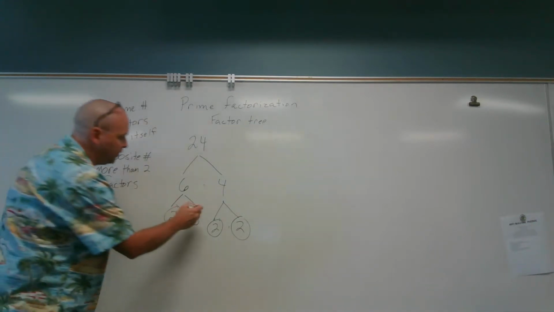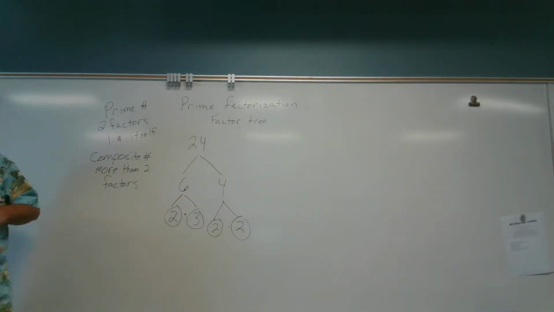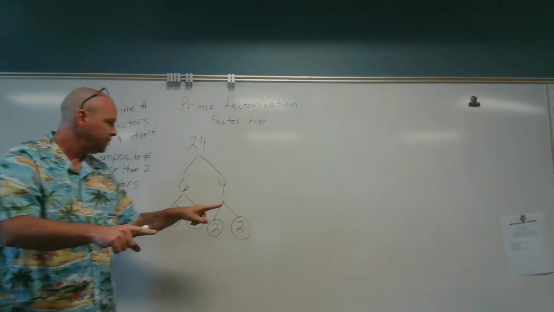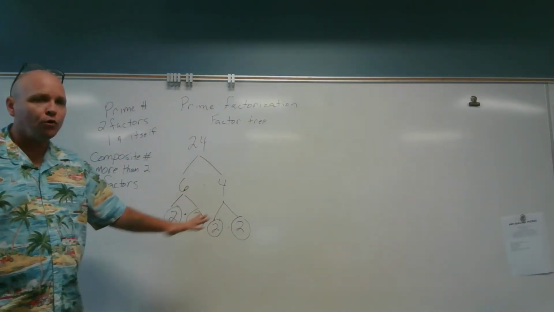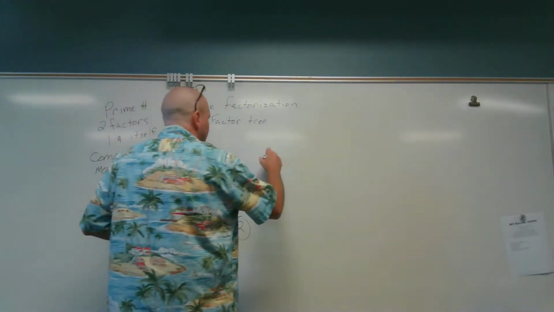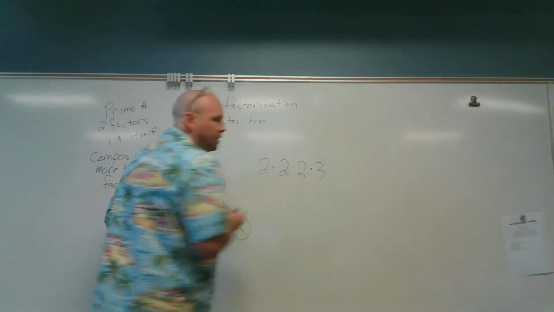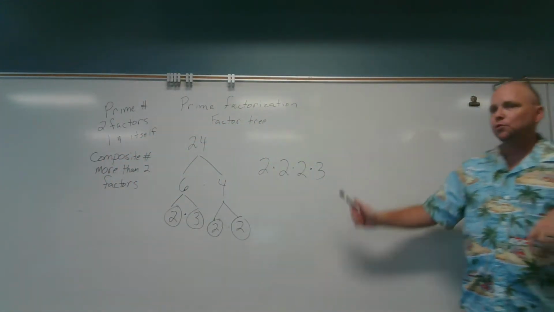Prime, because the only factors of 3 are 1 and 3. Once I'm done, I don't have any more branches to make. I have only prime numbers here. Then I can write my prime numbers 2 times 2 times 2 times 3. And if you know how to multiply, that will equal 24.